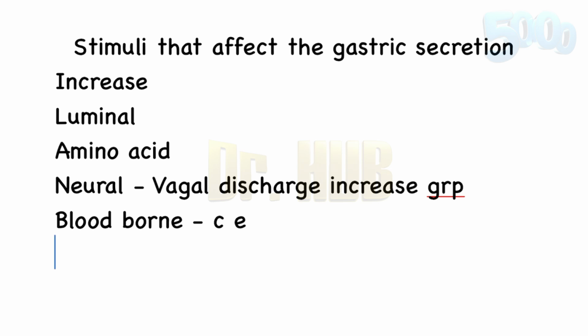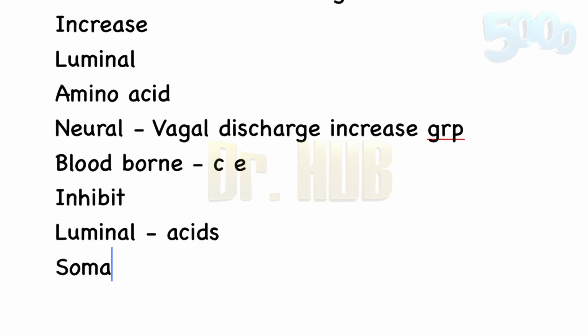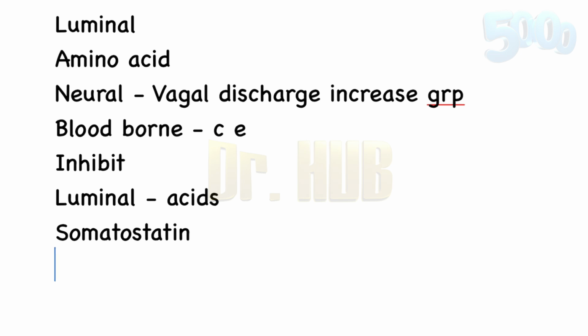Next, we look at the stimuli that inhibit the gastrin secretion. What is the one which is inhibiting the gastric secretion? So under this we have the luminal. Luminal includes the acid and the somatostatin. So acid is present as well as the somatostatin, and next is the blood-borne.